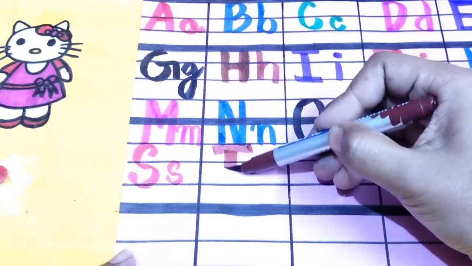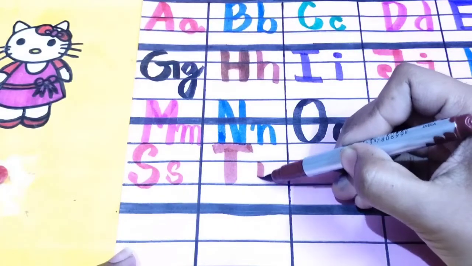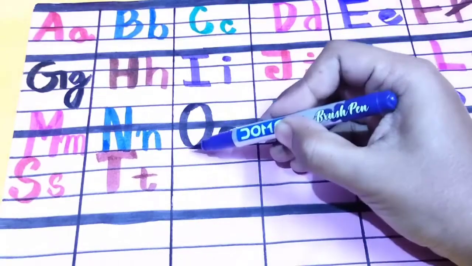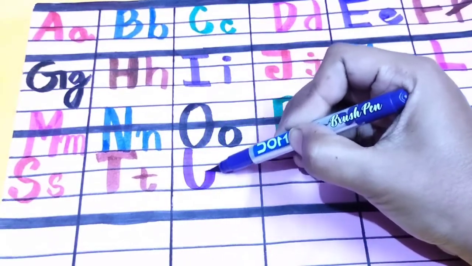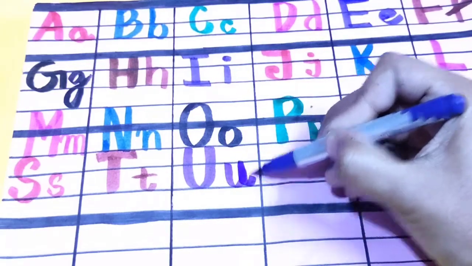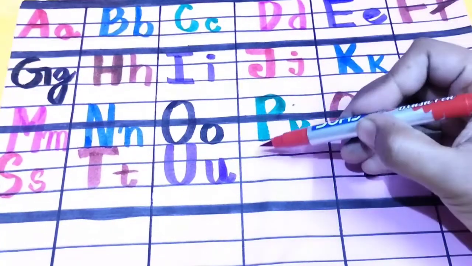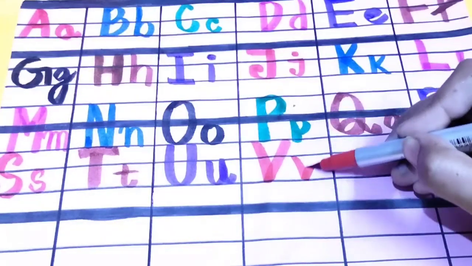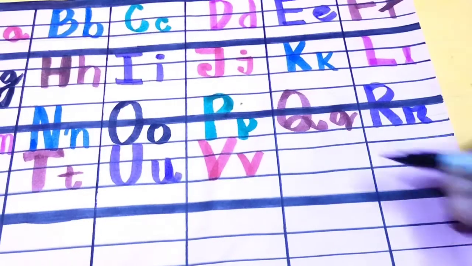Capital T for tiger. And small t for telephone. Capital U for umbrella. And small u for under. Capital V for village. And small v for violin.